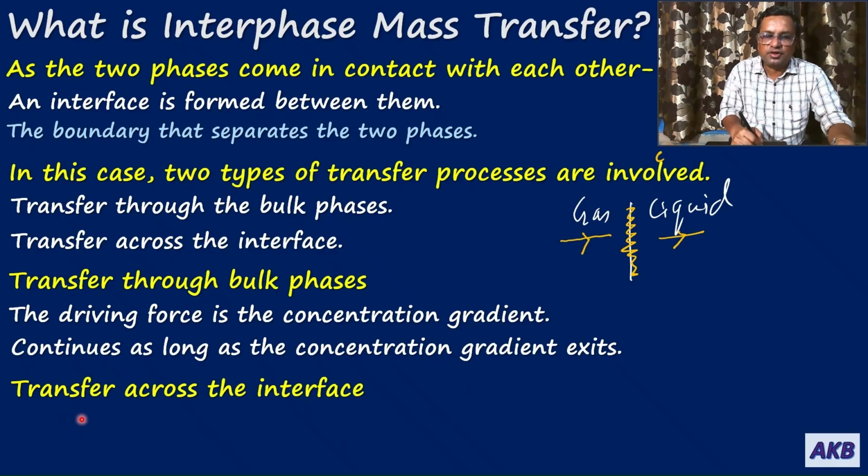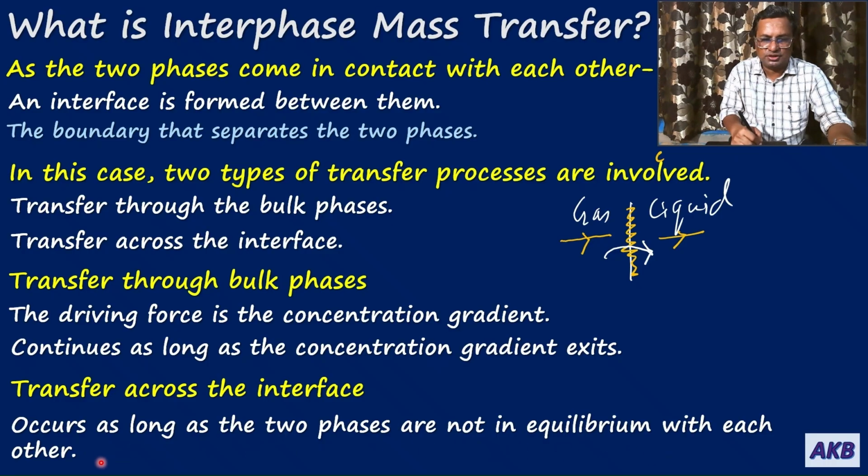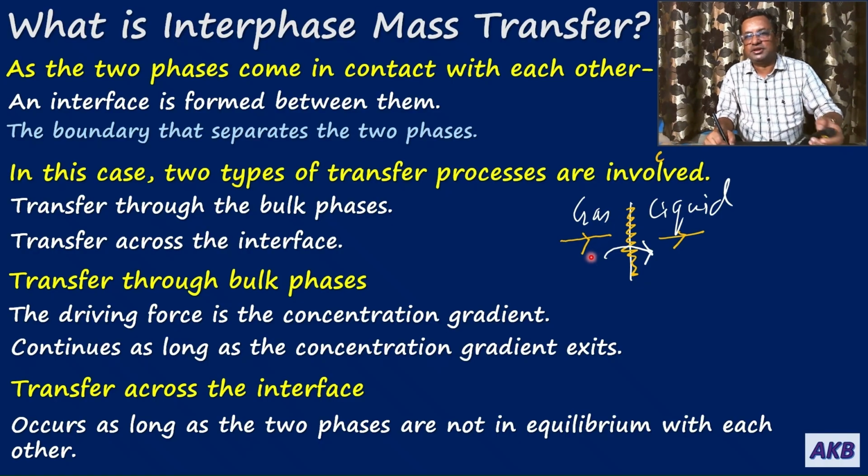Then the second type of transfer is transfer across the interface. That is, the transfer will be taking place across the interface, for example, from gas phase to liquid phase, or from liquid phase to gas phase. In this case, this transfer across the interface will continue as long as the two phases are not in equilibrium with each other. As long as the two phases are not in equilibrium, transfer across the interface is going to continue to occur.